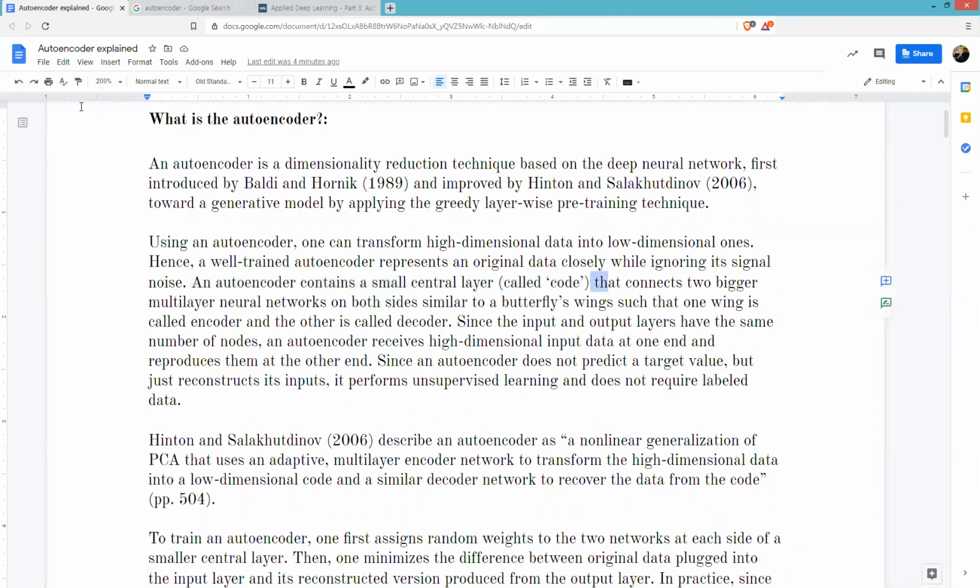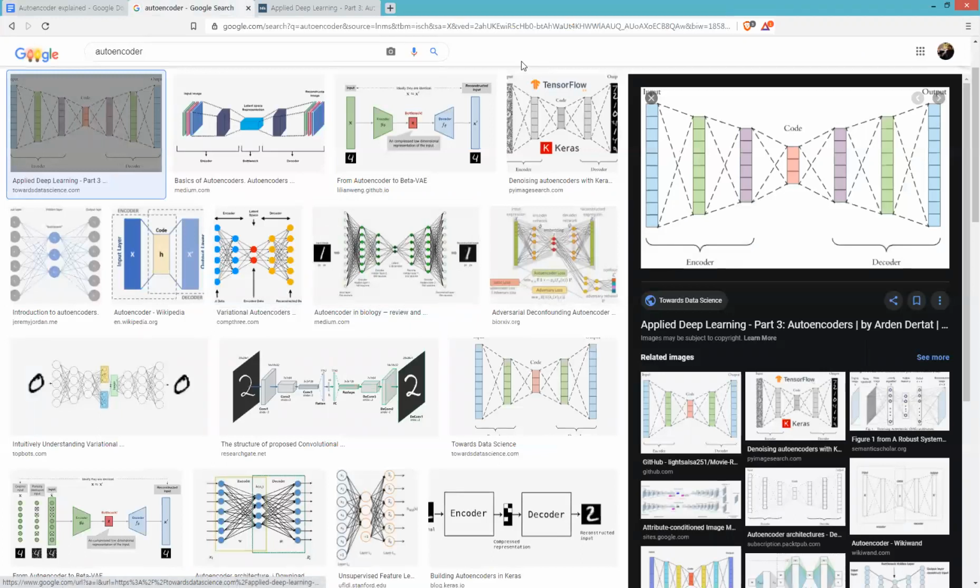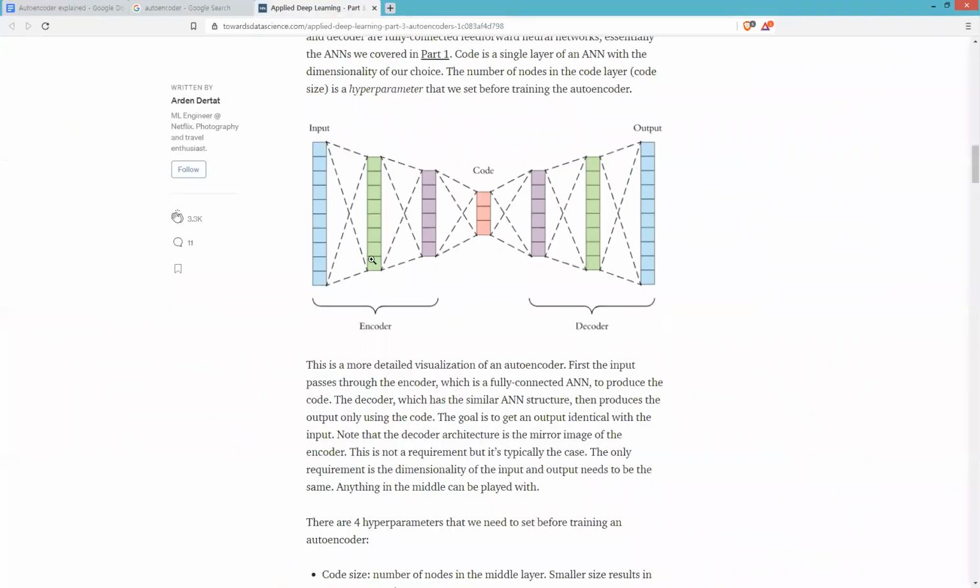The two bigger multi-layer neural networks on both sides are similar to butterfly wings, such that one wing is called the encoder and the other is called the decoder. So we have two wings over here. One wing is called the encoder. Here information flows in and is compressed into the code, and then information goes out through the decoder network. Here we have the output.